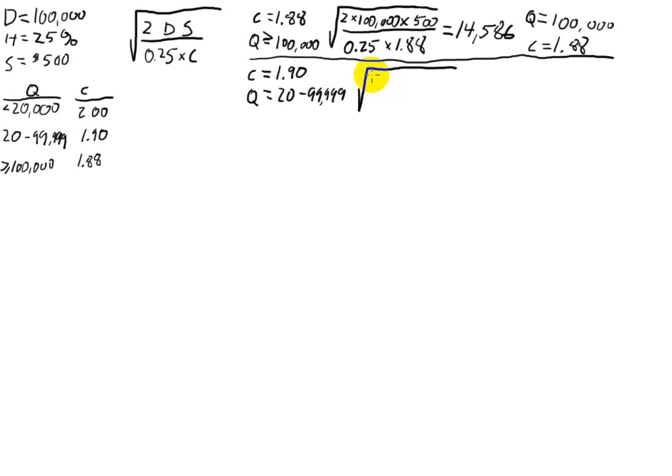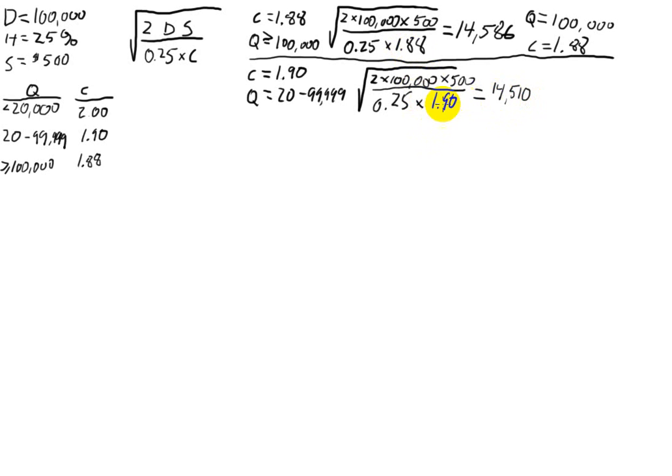Same thing. We take 2 times 100,000 times the ordering cost of 500, and we divide by the holding cost, which, as in the previous case, is 25% of the value of the item, but now the value of the item is $1.90. Put that into your calculator, and you'll see that we get an EOQ that's a little bit smaller, 14,510. It makes sense that it's a little bit smaller because instead of dividing by 1.88, now we're dividing by 1.9. It's a little bit bigger number, so we get a smaller answer as a result.